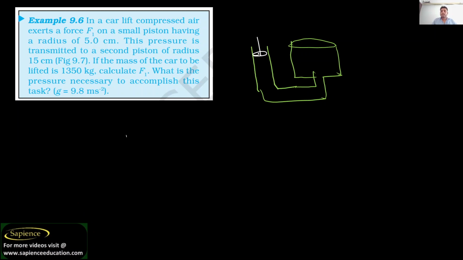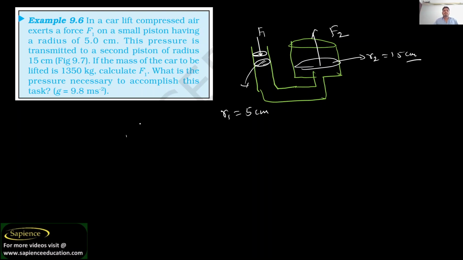You have applied a force of F1 here and our output will be F2. Now the radius of this is R1, that is equal to 5 centimeter, and the radius of this bigger one is R2, that is equal to 15 centimeter. So this is what we have got. Now this pressure is transmitted to a second piston of radius 15 centimeter. The mass of the car to be lifted is how much? Mass of the car is equal to 1350 kg. Now calculate F1. What is the pressure necessary to accomplish this?